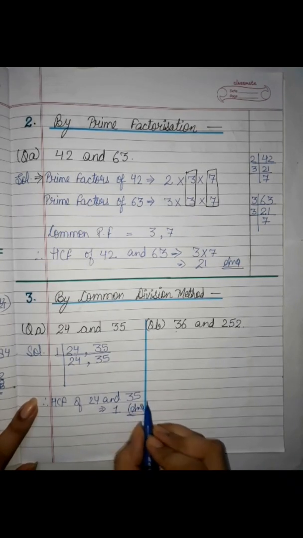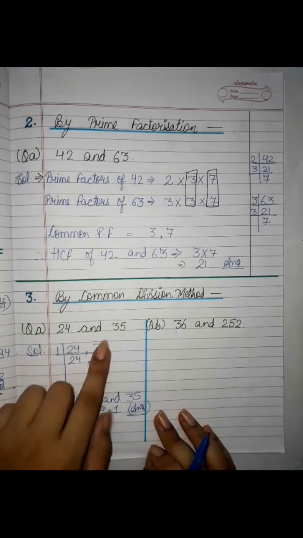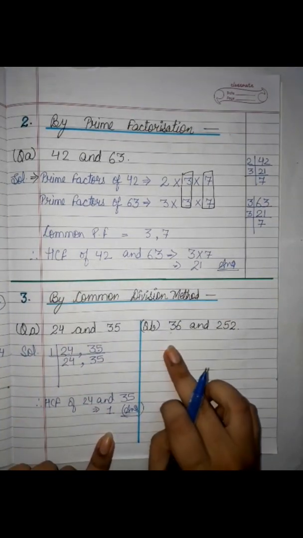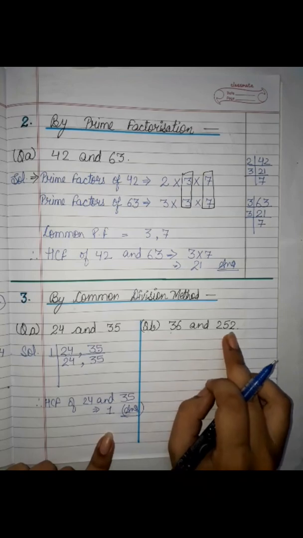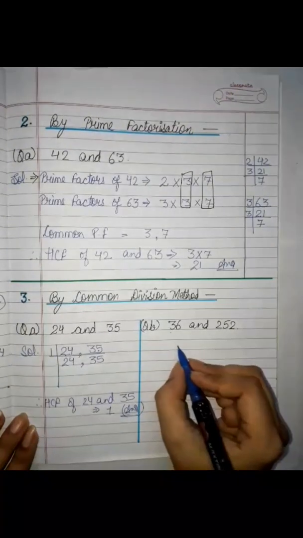Is it clear? Don't get confused. The HCF of 24 and 35 is 1 only. Now see the HCF of 36 and 252. We will write them.